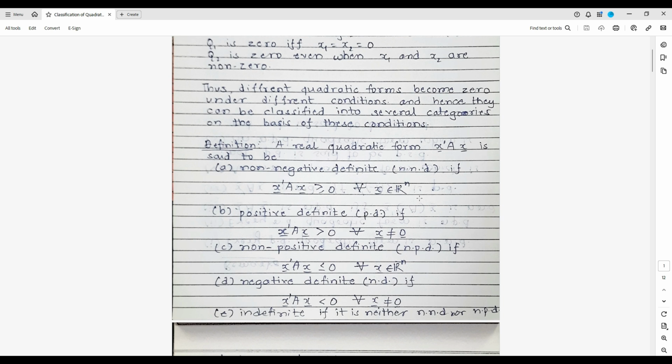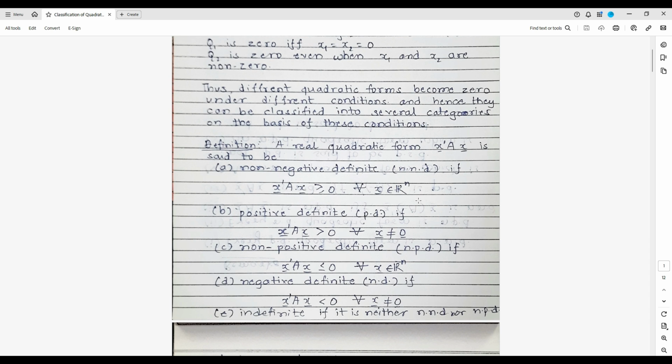Now let us move to the next category of quadratic form, that is non-positive definite quadratic form, abbreviated as NPD. So this non-negative definite is abbreviated as NND, positive definite is abbreviated as PD, and non-positive definite is abbreviated as NPD. So what does it mean? From the first two definitions you must have got the idea. Non-positive means it never becomes positive, meaning either it is equal to 0 or it is less than 0, and this happens for any vector in n-dimensional Euclidean space.